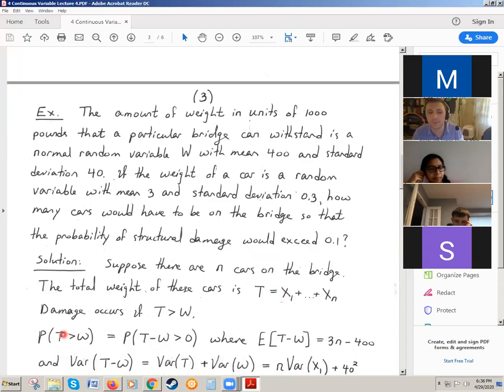We are interested in the probability that the weight forced on the bridge is bigger than the weight that the bridge can withstand without incurring damage. So we're interested in the probability that T is bigger than W, or in the probability that T minus W is bigger than 0. Make sense?